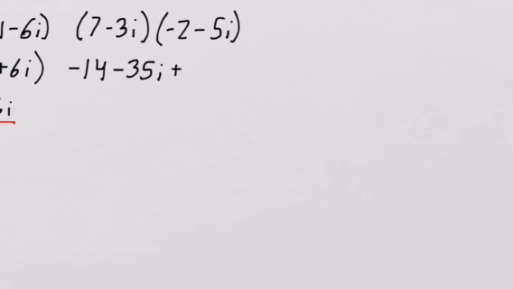Now inside is a negative 3i and a negative 2. So that's going to be positive 6i. And then the last terms are a negative 3i and a negative 5i. So that's going to give me a positive 15i squared. But remember, i squared is negative 1.